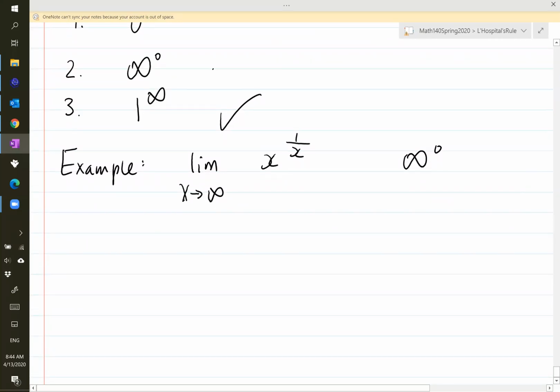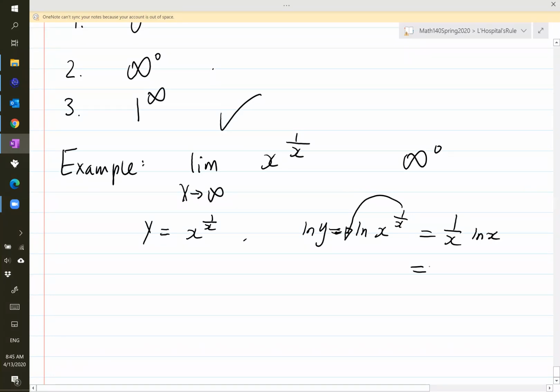Okay, here the base is x, the exponent is 1 over x. The base and the exponent are both functions of x. In this case, what we do is we use ln. We apply ln to the function. So if we let y be x to the power 1 over x, then ln y is ln of x to the power 1 over x. Now the exponent factors out, so it's 1 over x times ln x. So 1 times ln x, it's ln x over x.